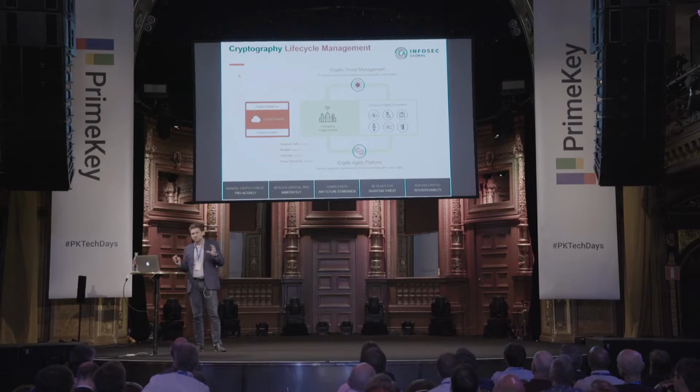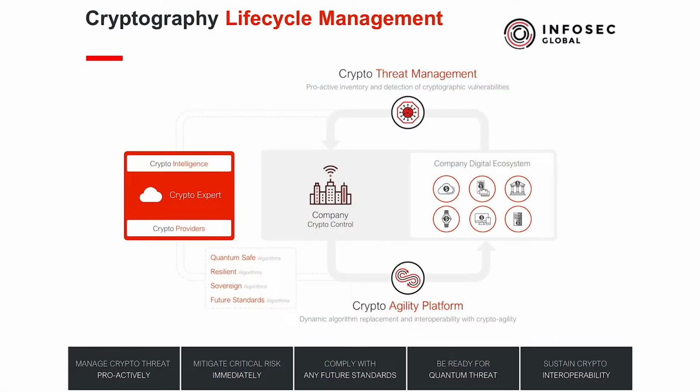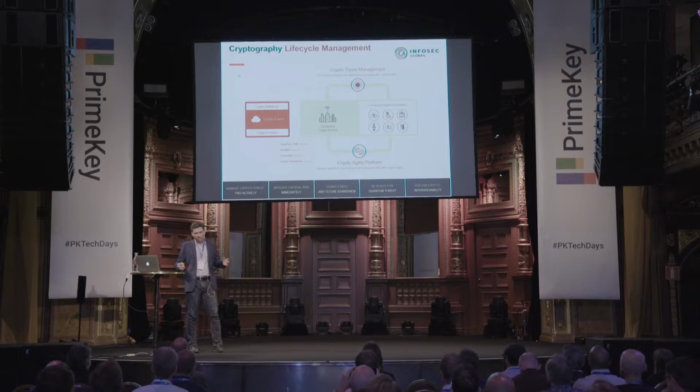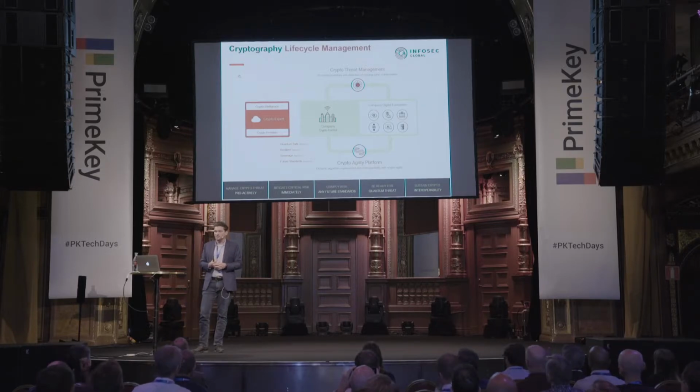The two main components are crypto threat management, which basically are the tools that let you know that you have an issue and give you some ways to remediate the risk, to reduce the risk. And then there is the crypto agility platform, which is basically the tool to solve the issue completely and to make you future-proof. So you need to be able to manage the crypto threat you have proactively. You don't wait until issues are popping up and then you fix things. You need to prepare a system so that you can immediately fix them. You need crypto agility to comply with any future standards.